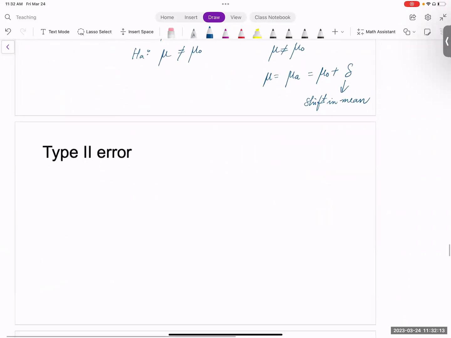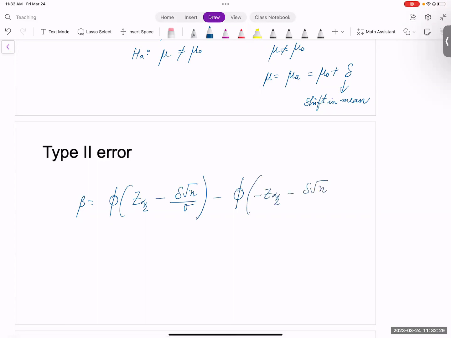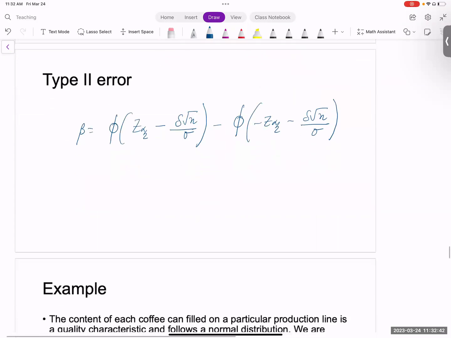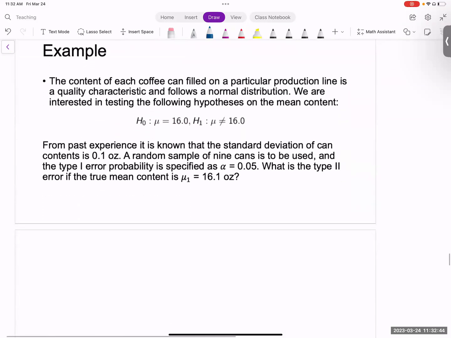If you know delta, you can compute type 2 error. The formula for type 2 error: beta is equal to phi of (z alpha over 2 minus delta times square root of n divided by sigma) minus phi of (negative z alpha over 2 minus delta times square root of n divided by sigma). So if you know delta, if you know n, which is the sample size, and if you know sigma and alpha, you can compute type 2 error. I have a quick example here that I just prepared.